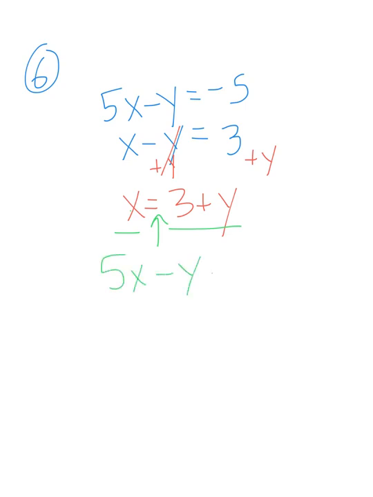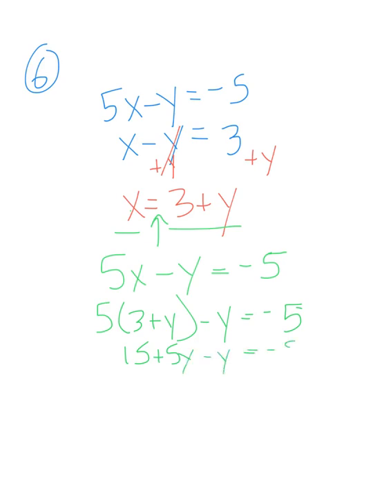I take 5x minus y equals negative 5. I take the x out, I put in 3 plus y. Oops, negative 5. Okay. And then I distribute: 15 plus 5y minus y equals negative 5. And then I'm just solving equations. So I subtract 15, subtract 15, combine like terms. 4y equals negative 20, which means that y is equal to negative 5.